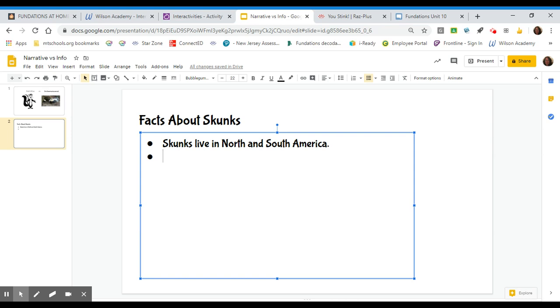How about the coloring of skunks? Do you remember what color skunks are? We know already skunks can be black and white. And then it also said they could be white with brown, tan, or gray. And then it also said that skunks can be all white.